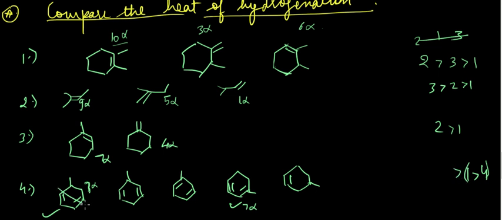Now let us compare between the remaining. How many alpha hydrogens are there in this compound? 4. How many for this? 3 plus 2 is 5. And how many for this? 2 plus 1 is 3. Hence third, then obviously fifth, then first. So this would be the order.